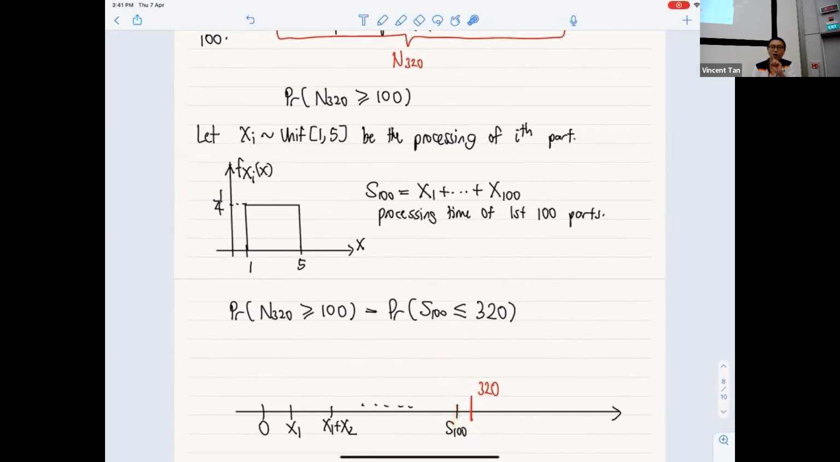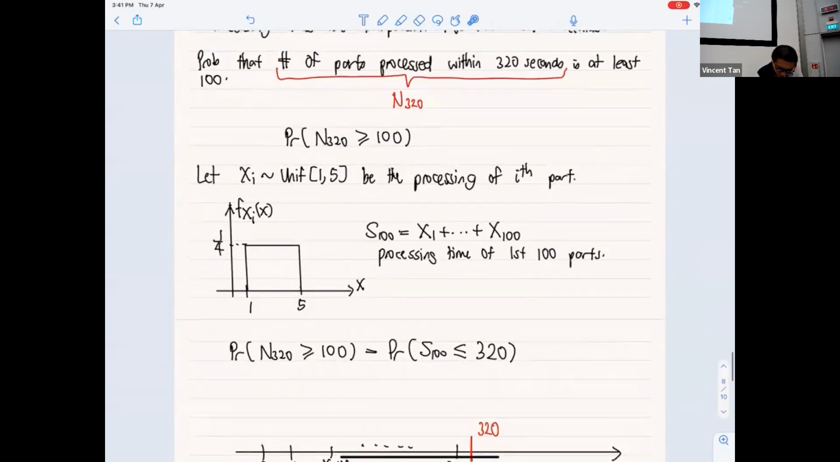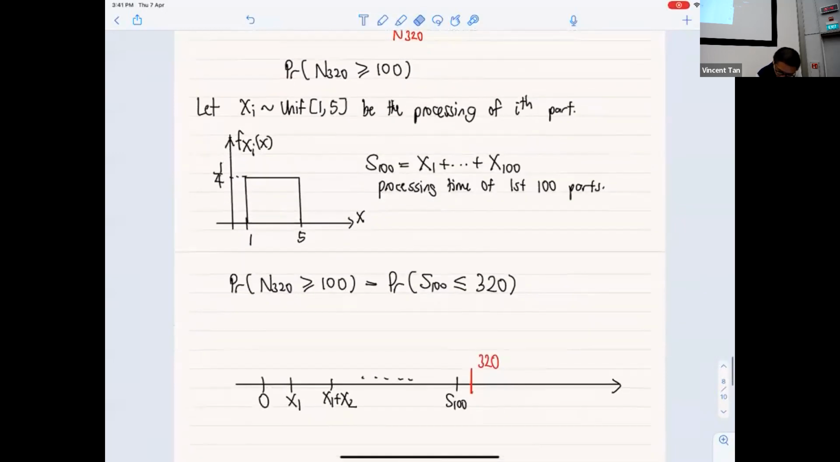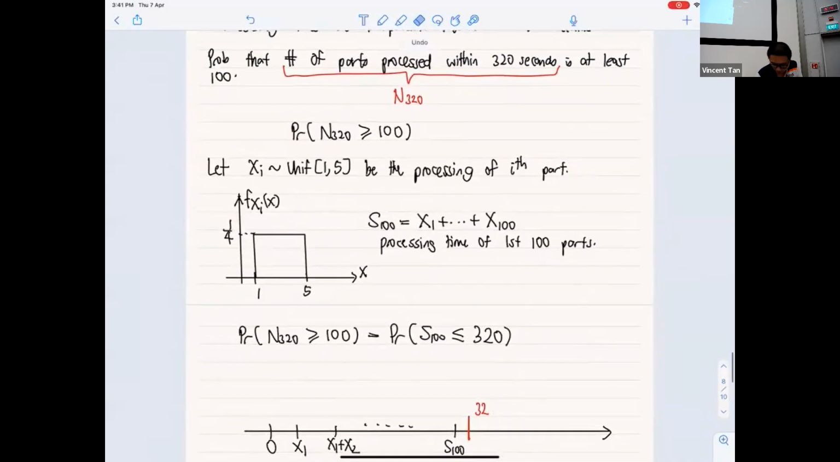There's a more formal way of saying all these things. This is again covered in my graduate class. But this is believable from the picture. One more time. Here we are interested in the probability that the number of parts processed within 320 seconds is at least 100. We process at least 100 parts in 320 seconds.